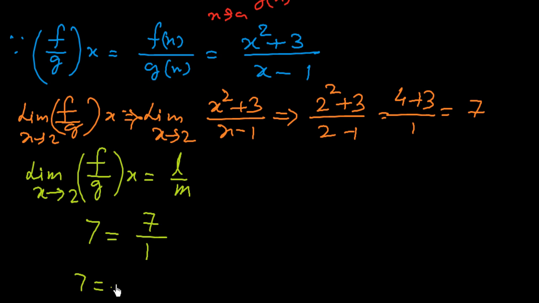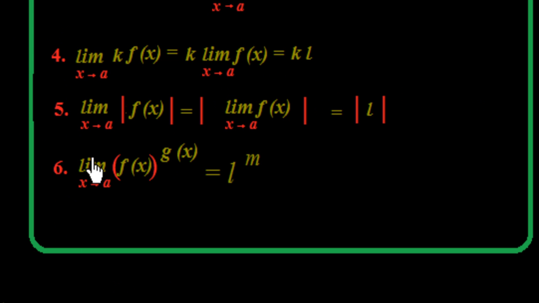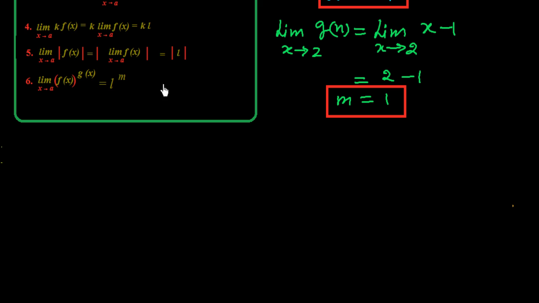So it is 7 is equal to 7. It has been verified now. Now we have to verify that limit x tends to a for k into f of x is equal to k into limit x tends to a for f of x, which is equal to k into L. So we see this fourth one here.